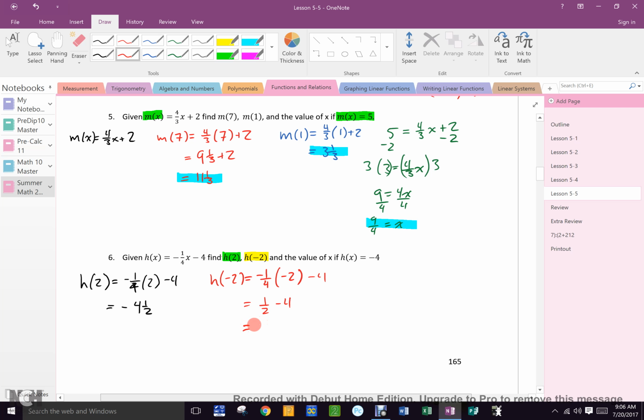So if I have 50 cents, which is a half, and I take away $4, what am I left with? Negative 3.5. Are you really asking me how to subtract? Think before you answer this question. You are in the 10th grade. Are you asking me how to subtract? Good. Then don't ask me how to subtract.